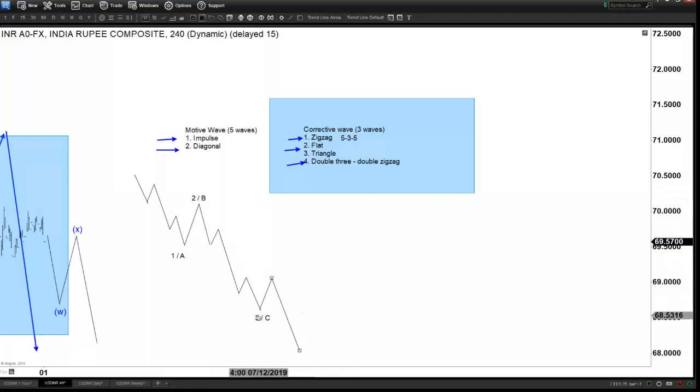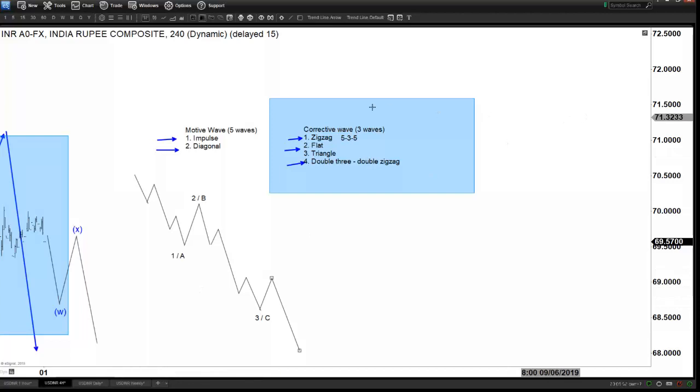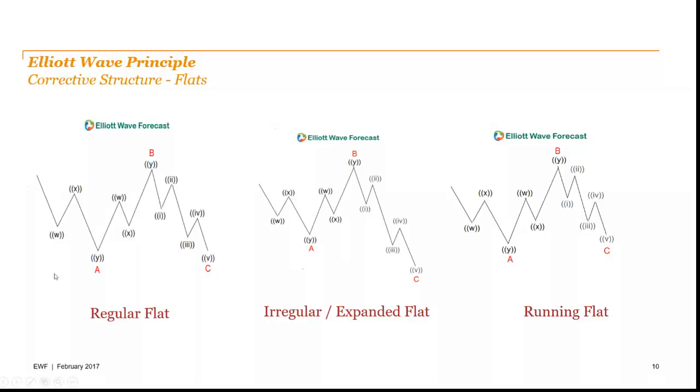Alright? Let's move on. Now we talk about the flats. We finished talking about zigzag. Now we're gonna talk about flats. Alright? Now flats, 3 different types. Regular flat, expanded flat, and running flat. Okay? Now this is also labeled as an ABC, same as the zigzag. Zigzag, remember, is also labeled as an ABC. This one, flat, is also labeled as an ABC.